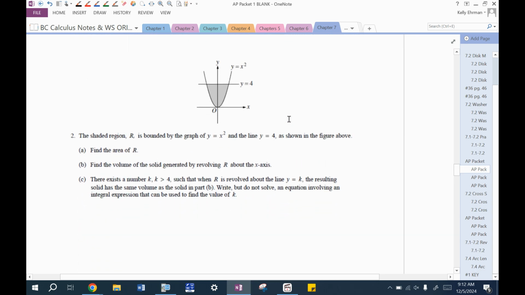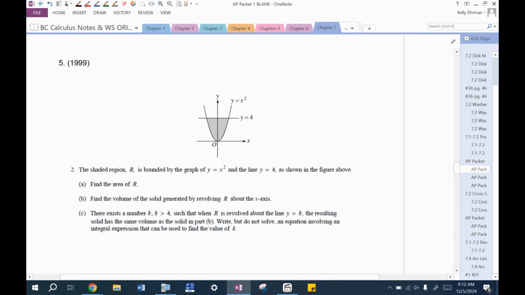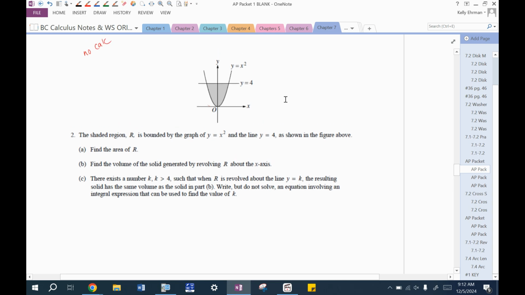Okay. Anyway, sorry. So for number 5, it looks like we're back to probably no calc. And I swear we had this for sure. If we didn't have this exact problem, we had something very close to it in our notes. So see if you can do it now, again, without using those notes. All right. So the shaded region R is bounded by the graph of y equals x squared, the line y equals 4 as shown above. Find the area of R.